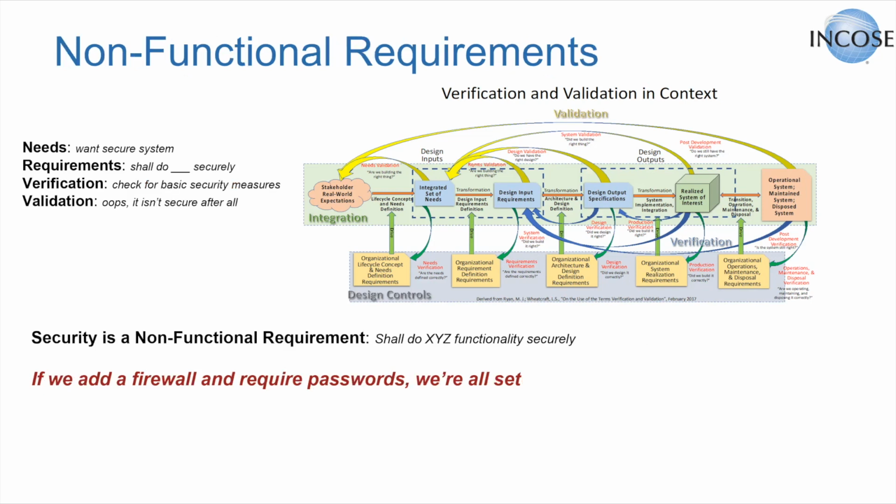Another is the non-functional requirement. So we have a needs statement that we want a secure system. And then we have security requirements. We have a requirement that the system shall do XYZ functionality securely. So somehow adding that word on the end makes it a security requirement. But what happens is when we get to verification, we verify the functional part of the requirement, and maybe we check for some basic security measures.